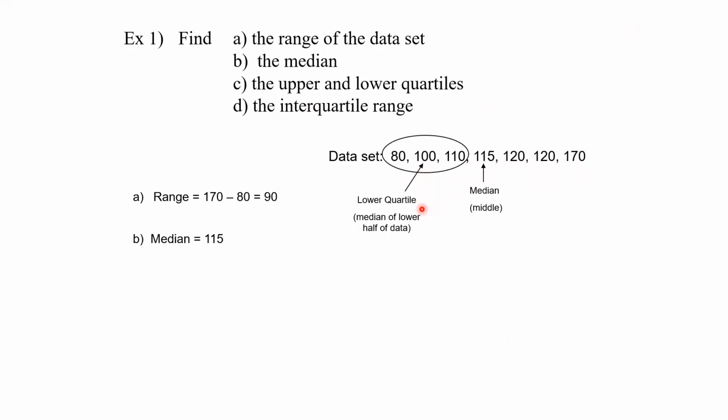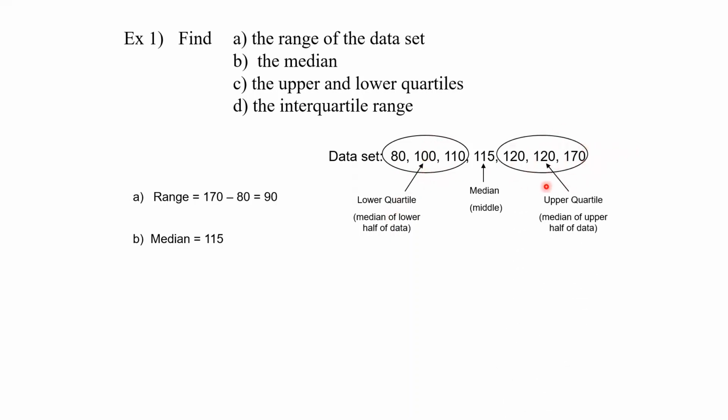So the lower quartile is basically the median of the lower half, okay? The other half that is lower than where the median score is. So we have these 3 values, which are the values below where our median is, and the middlemost value in that sector of values is what we're calling a lower quartile. So our lower quartile in this part will be 100.